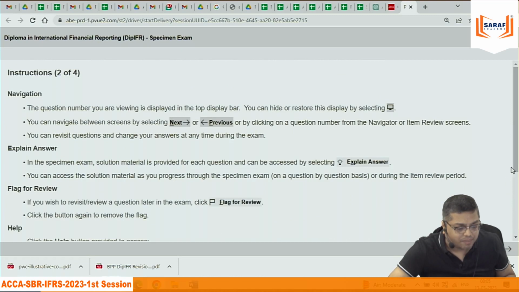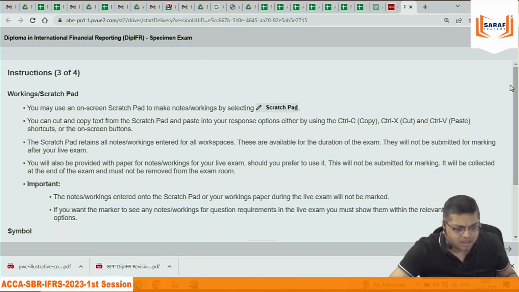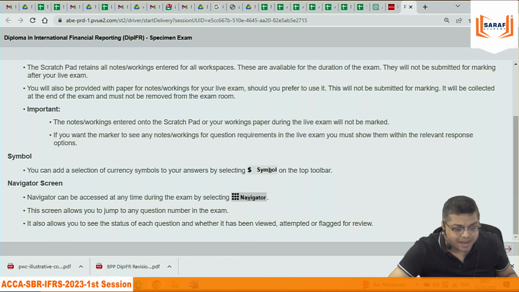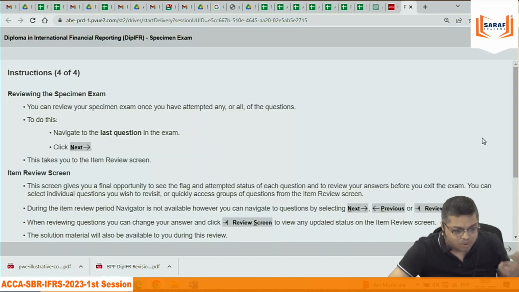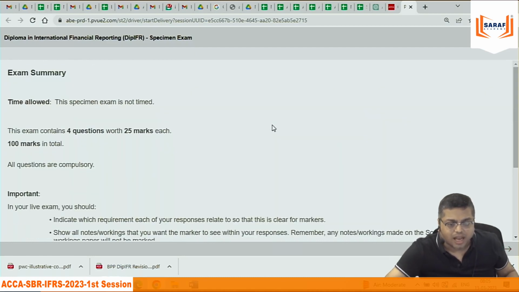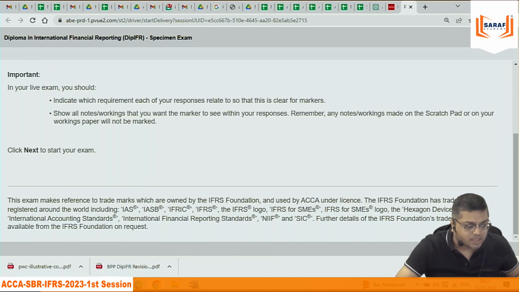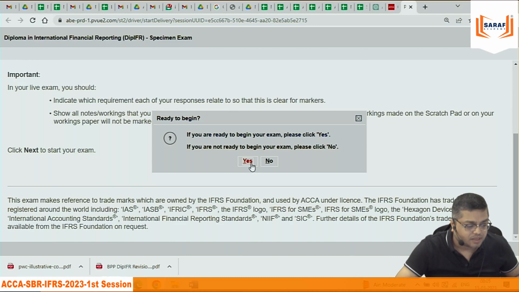In the next tab, I am not reading these instructions because I have read them many times, but every student should be reading them at least once. When you start your study, first of all, read what the exam is. As Surojit said, I want to pass the exam. So to pass, the first task is to know the exam structure. They are saying you want to start. Yes, I want to start.